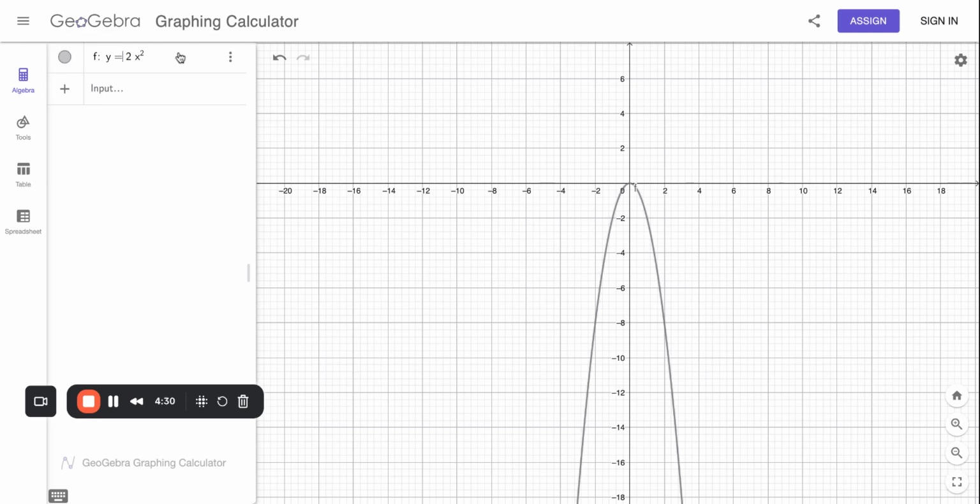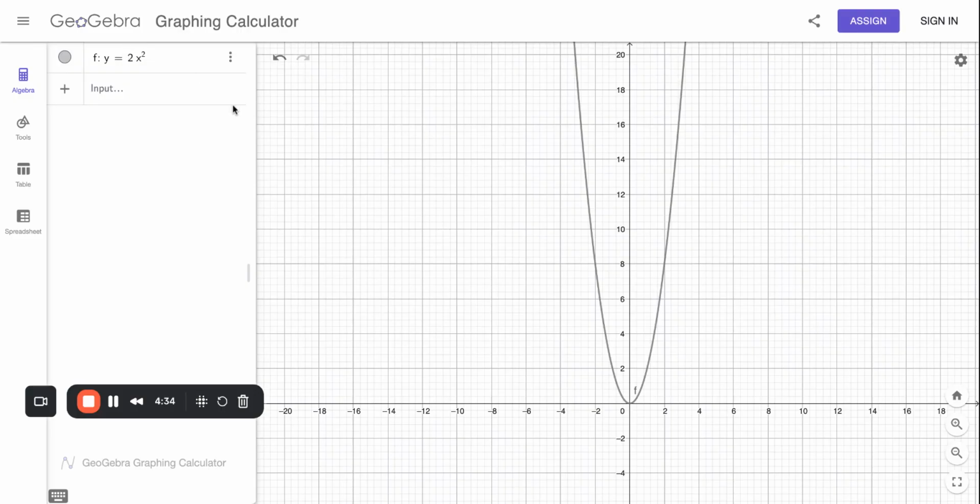Conversely, if this is positive, then every x term that you put in here is going to end up giving you a relatively large positive number, with the exception of 0, which would be the smallest value, and that would be a turning point as well. So 0, 0 is our turning point here, right?